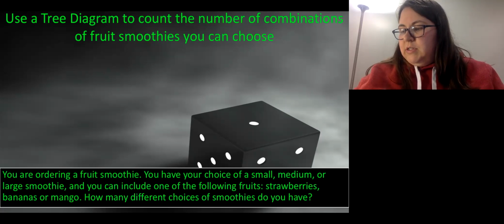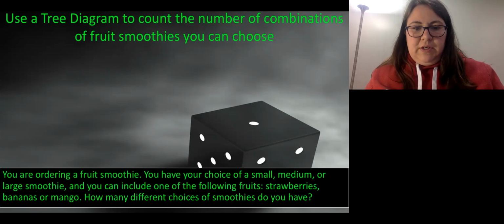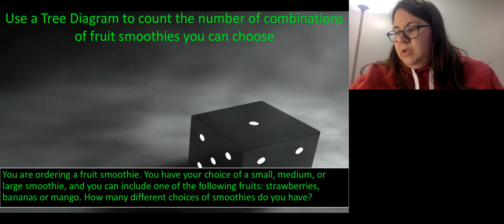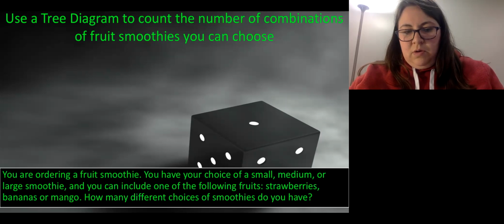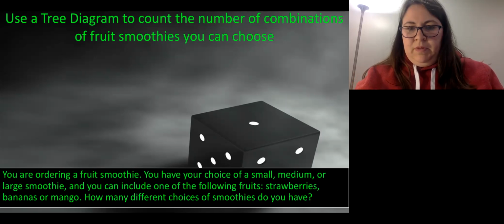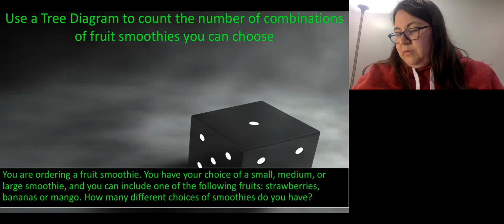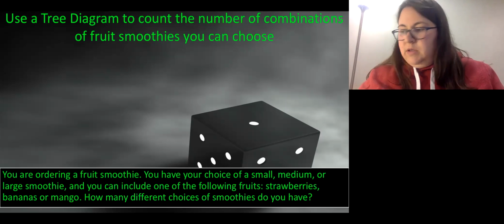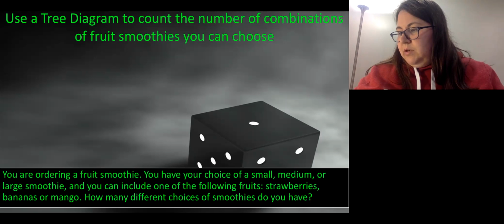So my brain first has to decide, do I want a small, a medium, or a large smoothie? That's the first choice I have to make. But once I've made that choice, I have to think, well, if I got a small, I could get a strawberry, a mango, or a banana smoothie. If I order a medium, I could get the same thing: a strawberry, a mango, or a banana smoothie. And if I get a large, I can get the same thing: a strawberry, a banana, or a mango smoothie.